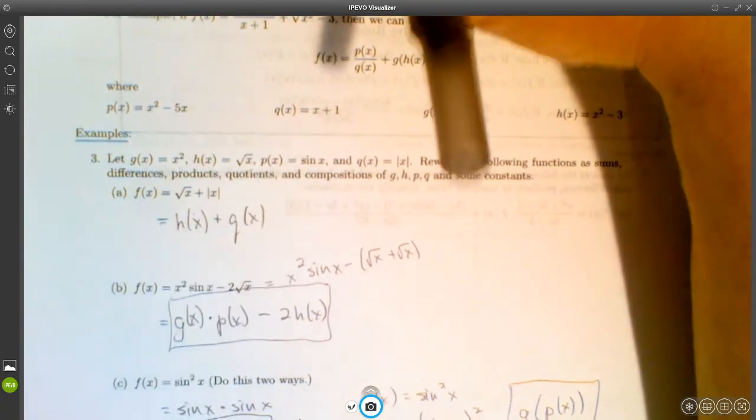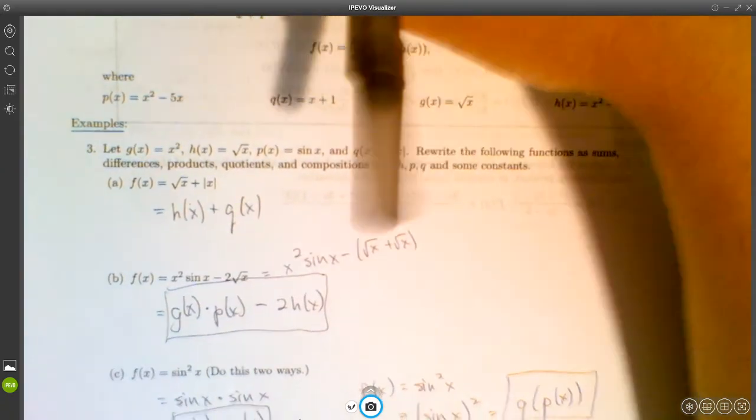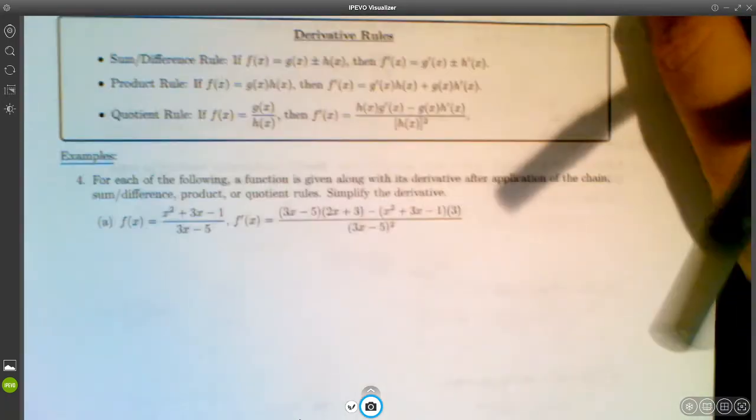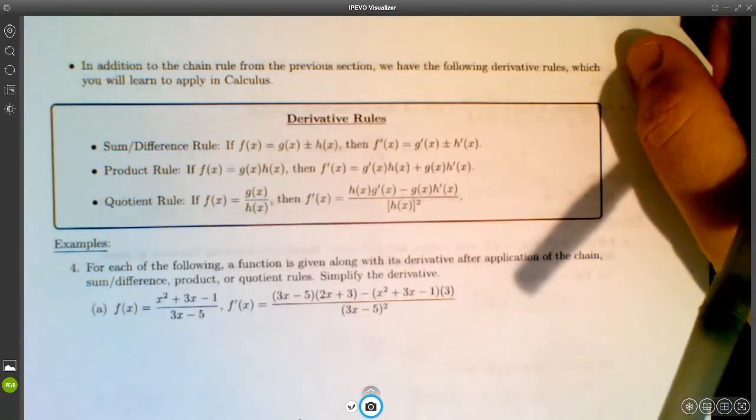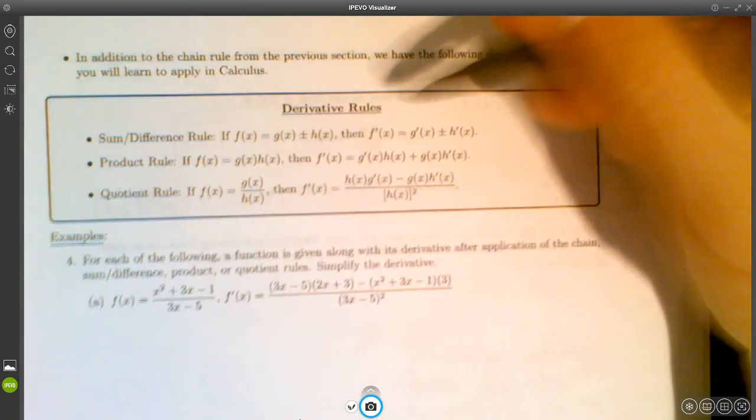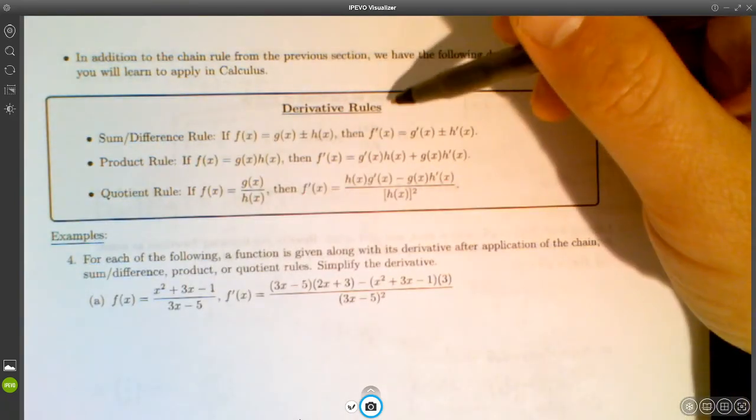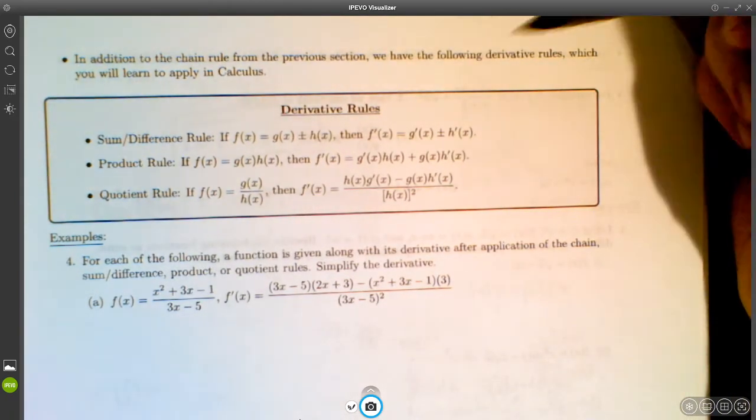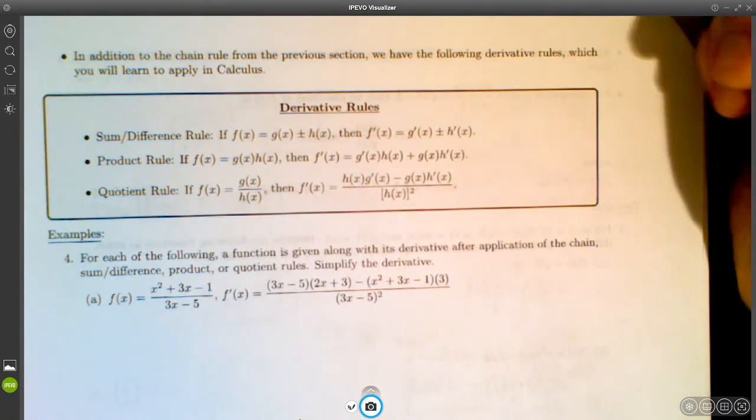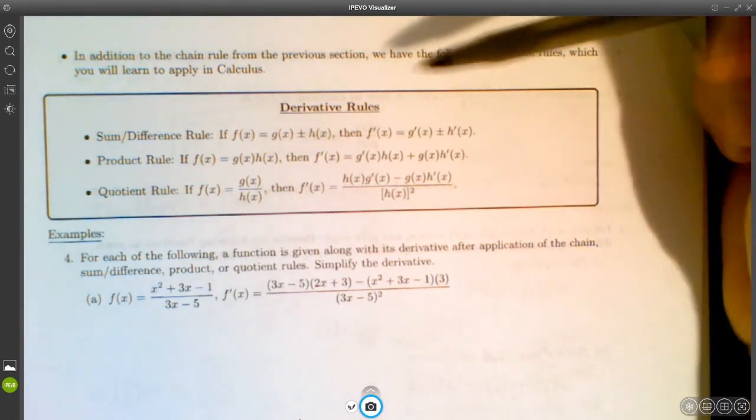Okay, so the better we can get at recognizing the little functions that make up our bigger, nastier function, the easier it's going to be to do things like take limits, find derivatives, integrate, which are all things that you're going to do a lot of in calculus. So let me just show you, as far as derivatives are concerned. Of course, it's useful for other things as well, limits and integrals.